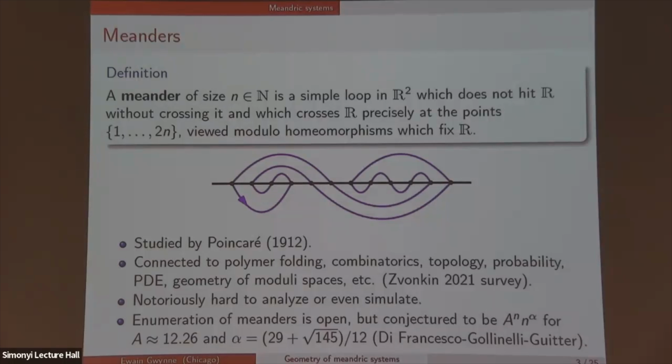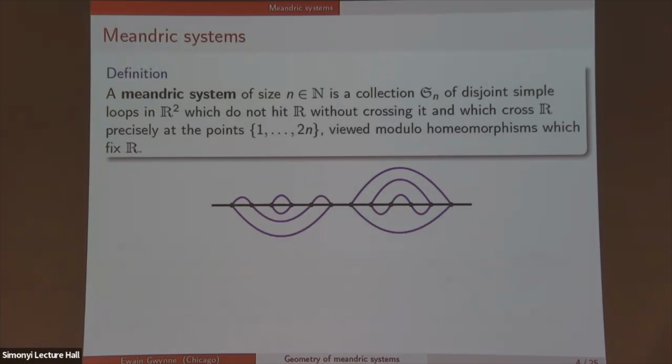Okay, so that's a meander. Very interesting, very simple to define, very hard to do much of anything with them. So in this talk, I want to discuss an object which a priori looks like it might be more complicated than meanders, but which actually turns out to be easier to study, namely a meandric system. Meandric systems are defined in the same way as meanders, except you don't have the constraint that there's only a single loop. A meandric system is a collection of disjoint simple loops, which do not touch the real line without crossing it, and which intersect the real line exactly at the points 1 through 2n. Again, it's viewed modulo homeomorphisms from R^2 to R^2 which fix the real line.